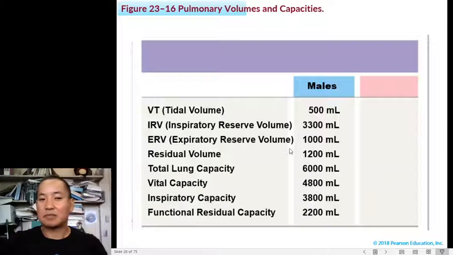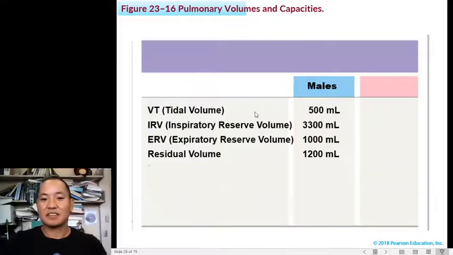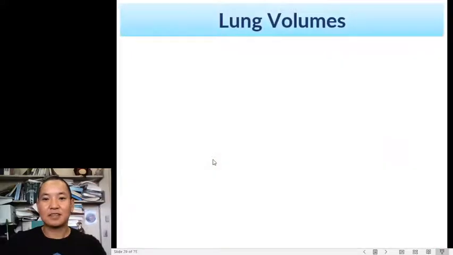Now, do I want you to memorize these numbers exactly? No, but you should know how you derive these numbers. So here we have tidal volume, inspiratory reserve volume, expiratory reserve volume, and residual volume. So what are the definitions behind each of these volumes?